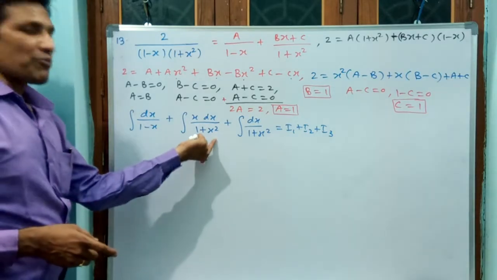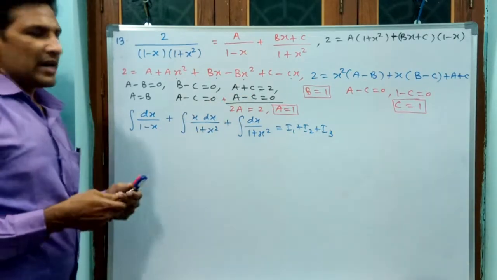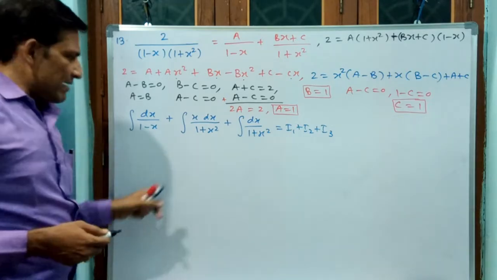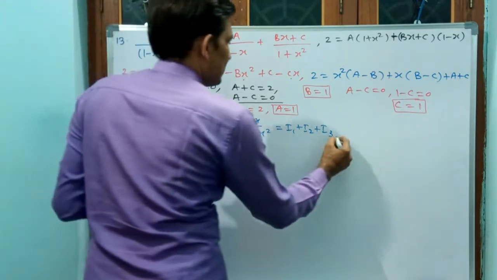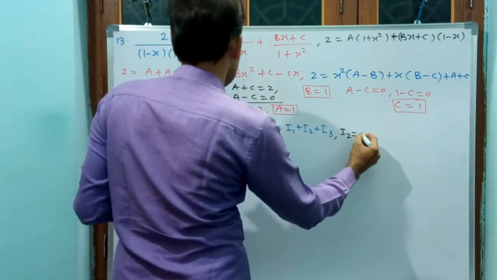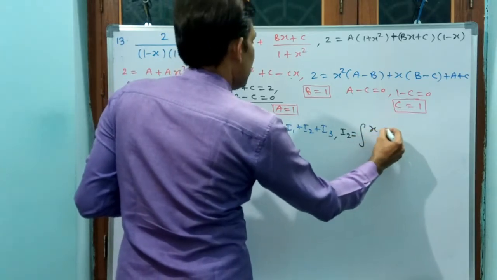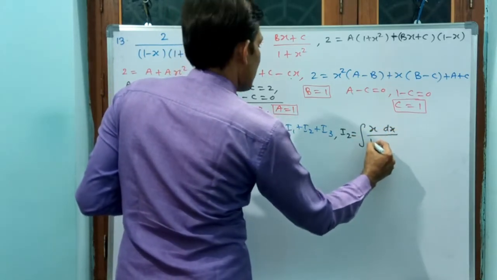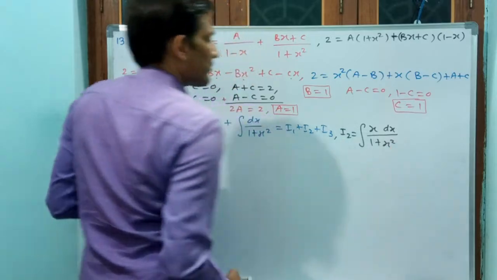Why? Because here we have to make some substitution. I am making it I2, I2 only I am taking. I1 and I3 we can directly write the answers. You see what I am writing? I2 is equal to integral x dx by 1 plus x square.